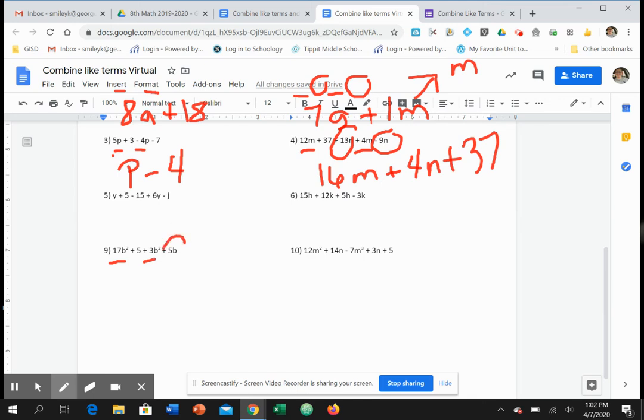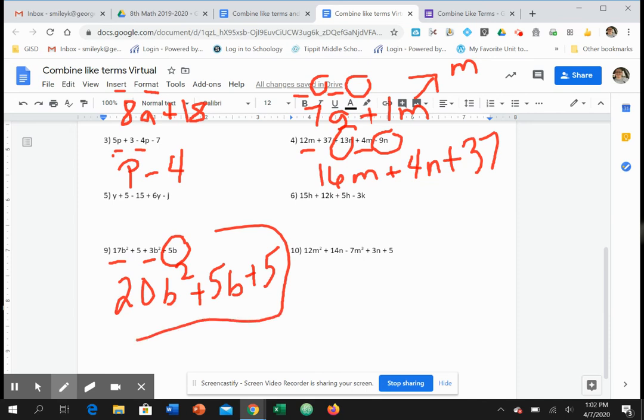Okay, they're totally different than the 5b and the plus 5. So 3 plus 17 would give me 20b squared. My plus 5b would come down, and my plus 5 would come down. That would be my answer for that one.